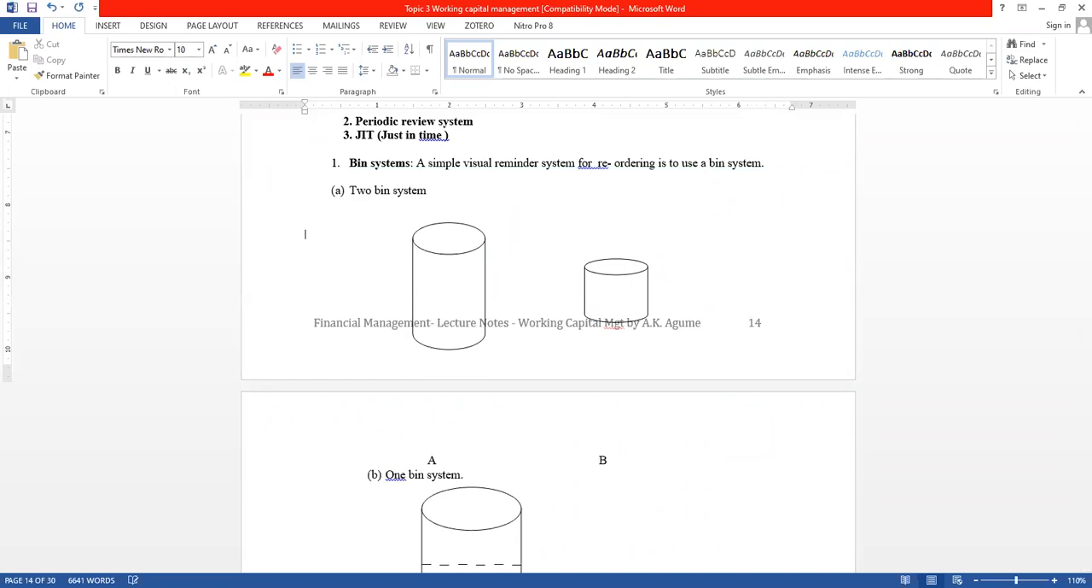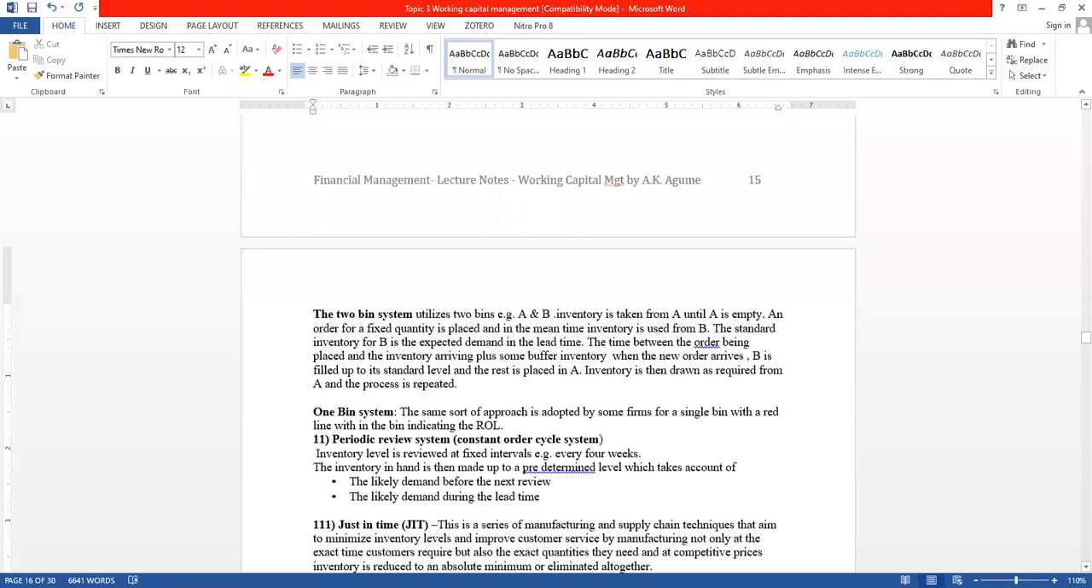So meaning that once A is empty, then you have to press an order, okay? So meaning that during the waiting time or the lead time, you'll be using the inventory from B. And of course, the expected inventory for B is the expected demand in the lead time. That is the time between when the order is pressed and the inventory arriving. Then plus some other buffer inventory, that inventory that you keep for emergencies, okay? So once the inventory arrives, then B is filled up to standard level and the rest is put in A. And then inventory is drawn as required from A, and then you repeat the process continuously, okay?